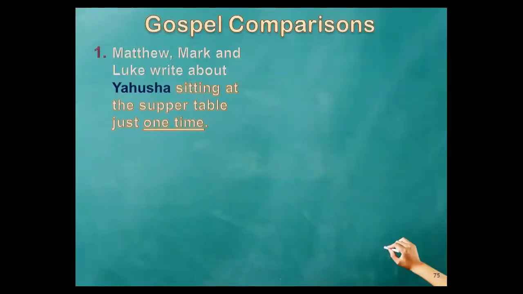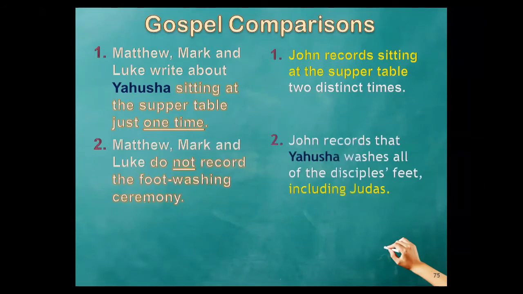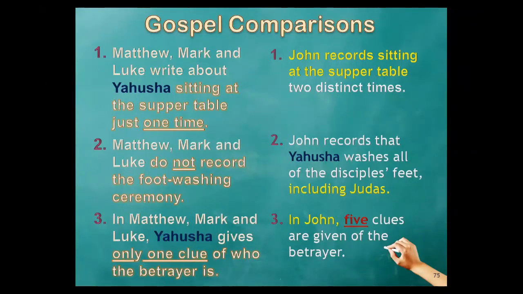Well, let's do some gospel comparisons between Matthew, Mark, and Luke, and then John. Matthew, Mark, and Luke write about Yahushua sitting at the supper table one time. Not John. He records sitting at the supper table 2 distinct times. Number 2, Matthew, Mark, and Luke do not record the foot washing ceremony, but John records that Yahushua washes all the disciples' feet, including Judas. In Matthew, Mark, and Luke, Yahushua gives only one clue of who the betrayer is, but in John, 5 clues are given about who the betrayer is.